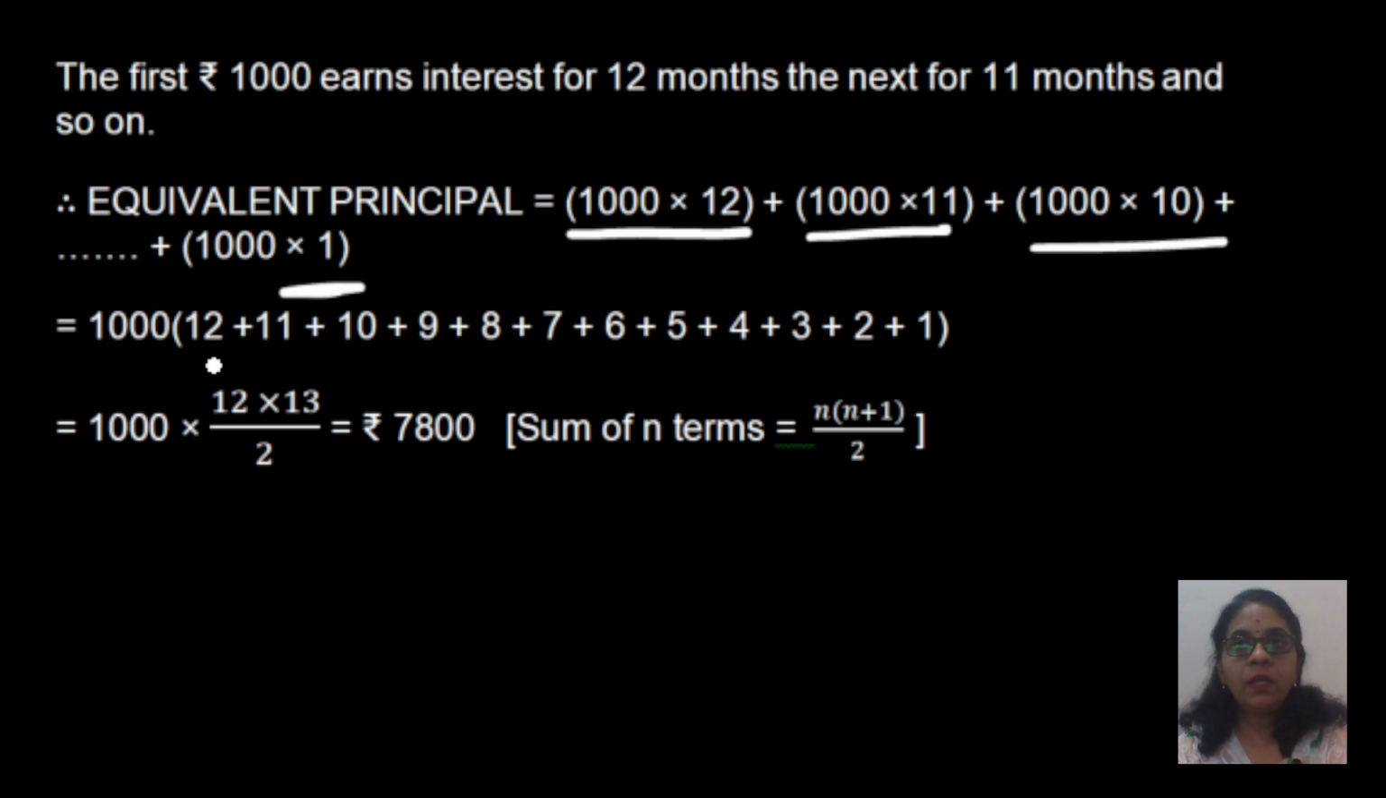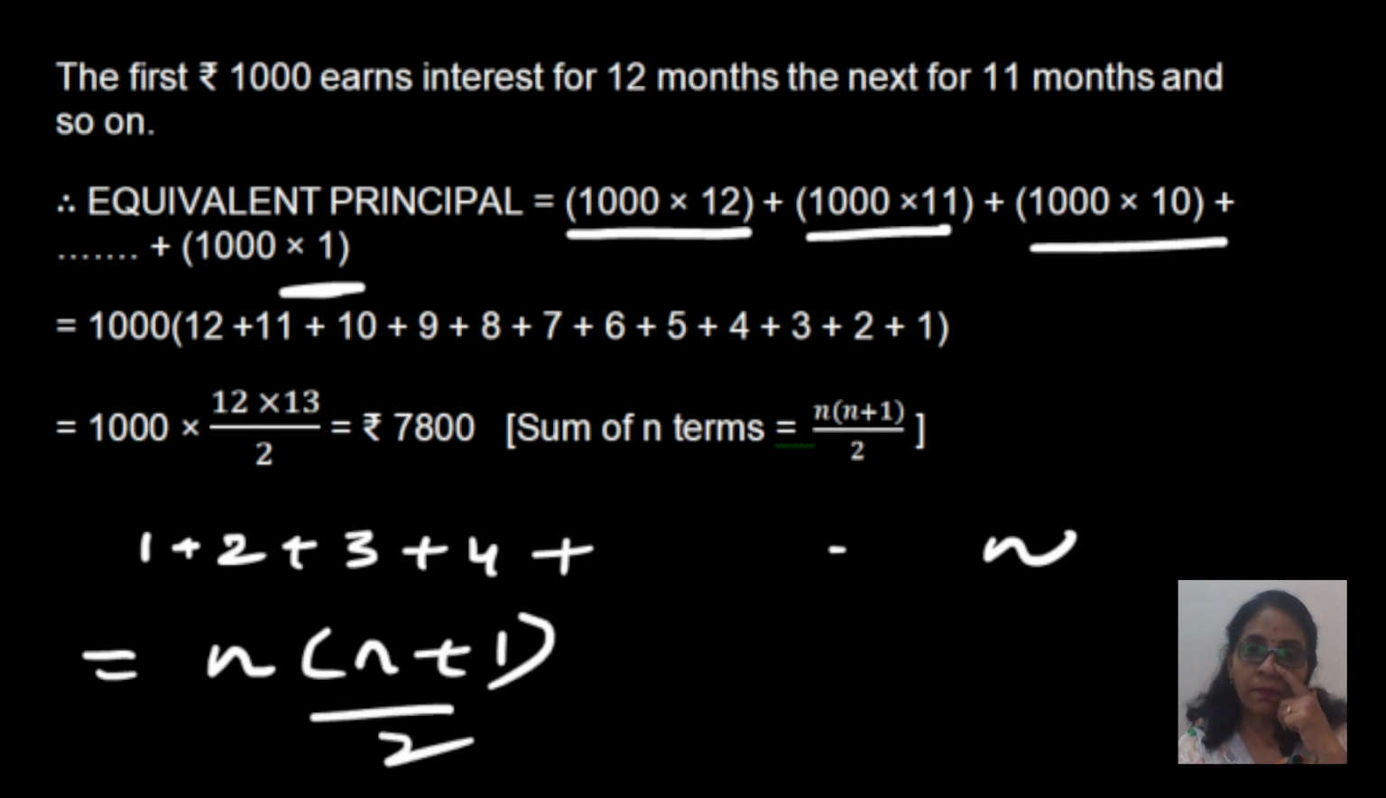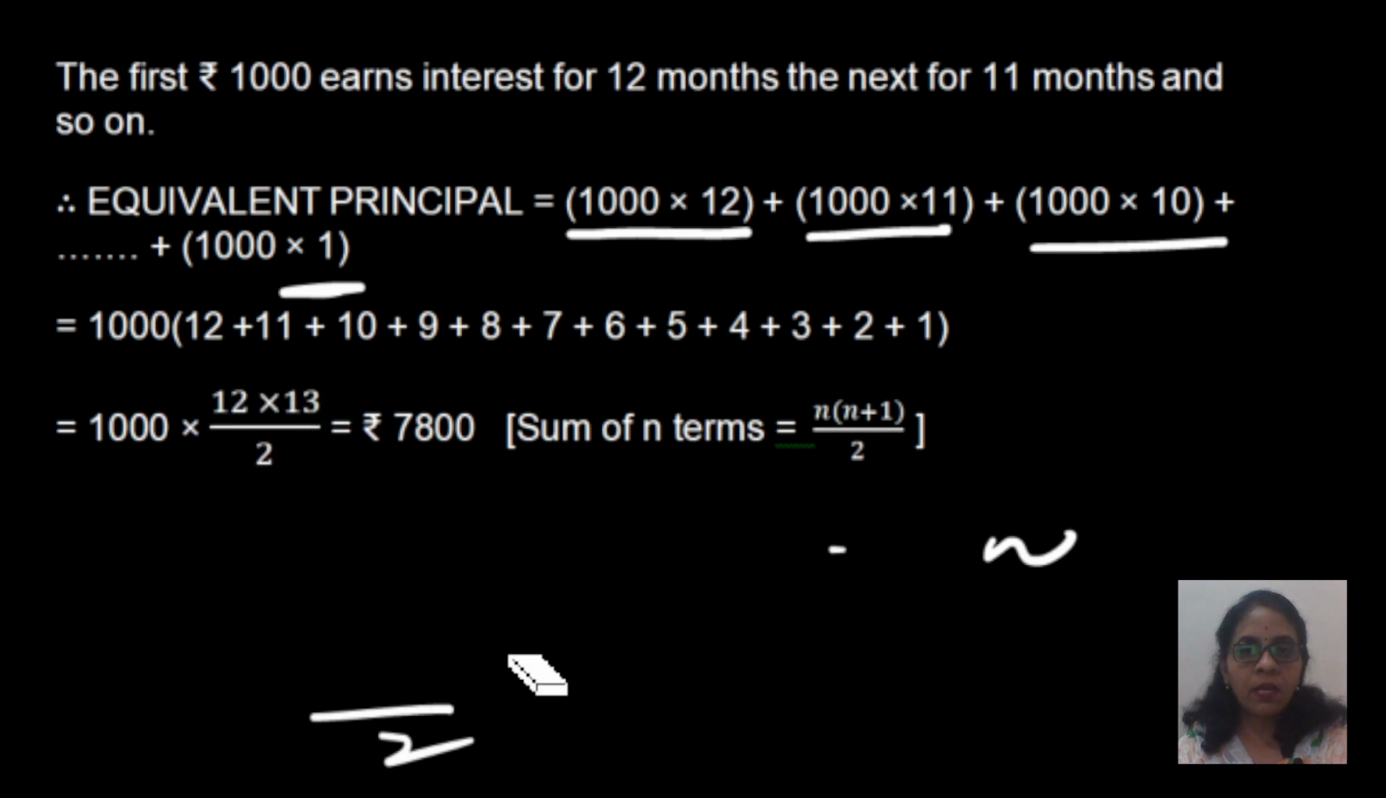So, if you take out common 1000, you have 12 plus 11 plus 10 and so on up to 1. And children, you all know that 1 plus 2 plus 3 plus 4 plus so on to n terms is nothing but n into n plus 1 by 2. So, sum of n terms is n into n plus 1 by 2. So, sum of 12 terms will be 12 into 13 by 2. That is why it is 1000 into 12 into 13 by 2, which is 78000. This is the equivalent principal.